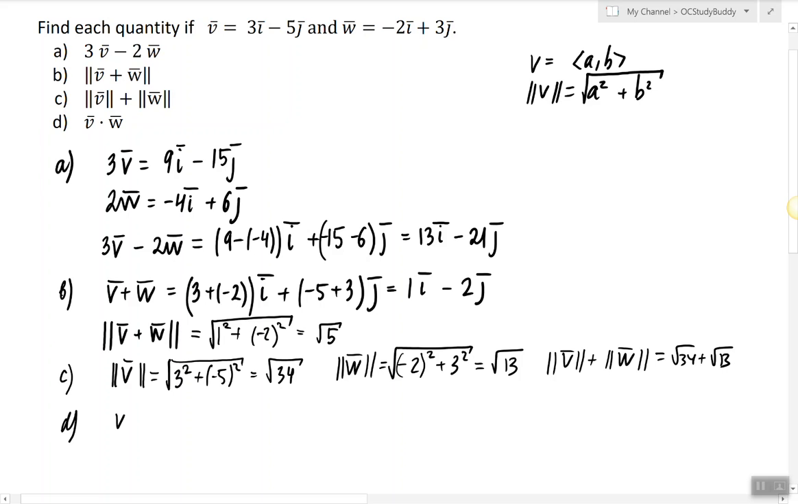In part D, we ask to find the dot product of two vectors, and to find the dot product of two vectors given algebraically, we simply multiply their corresponding components and add them together. So in this case, the dot product will be equal to 3 times negative 2 plus negative 5 times 3. So the answer is negative 21. So these are the examples of some basic operations on vectors.